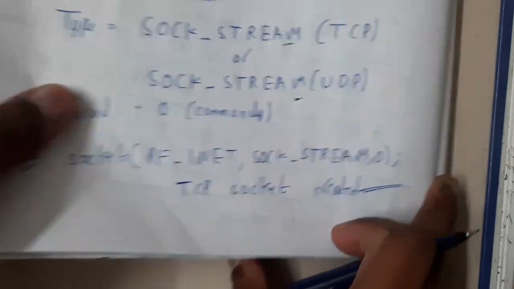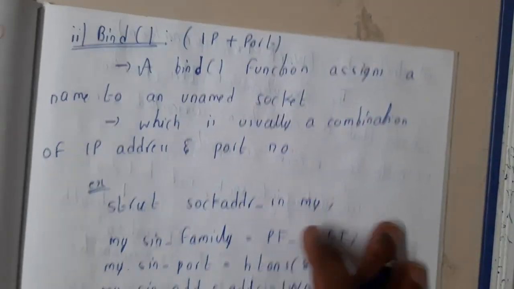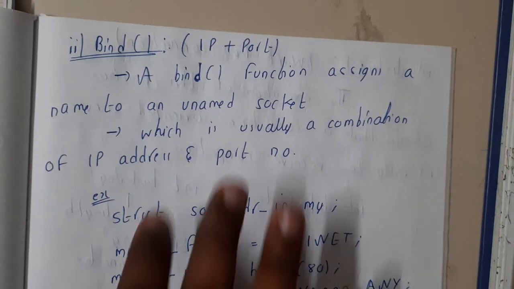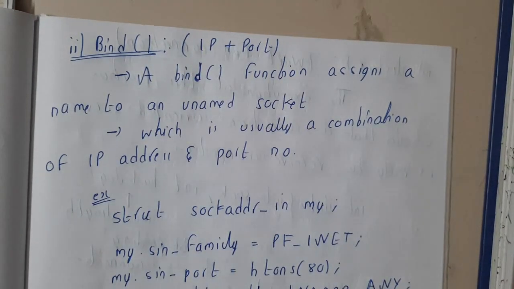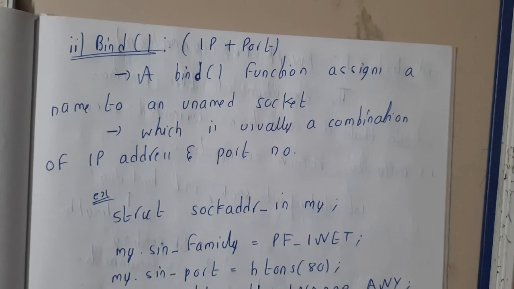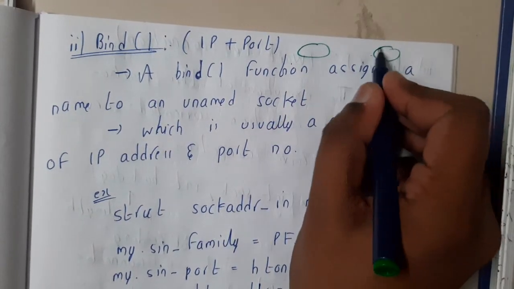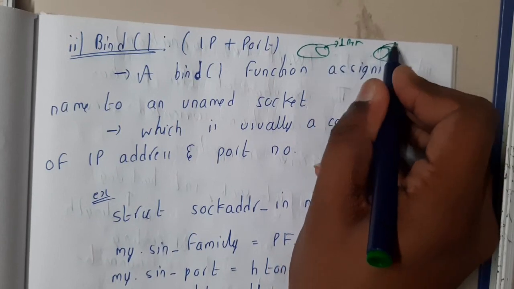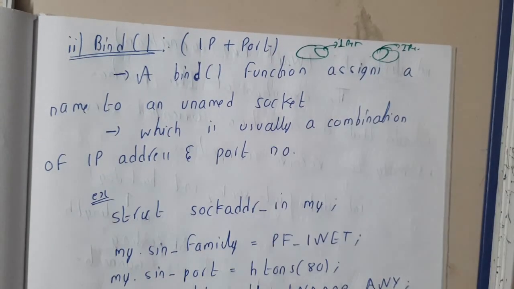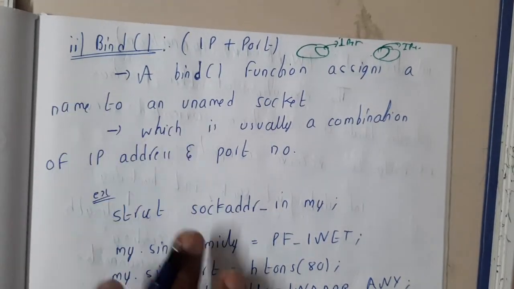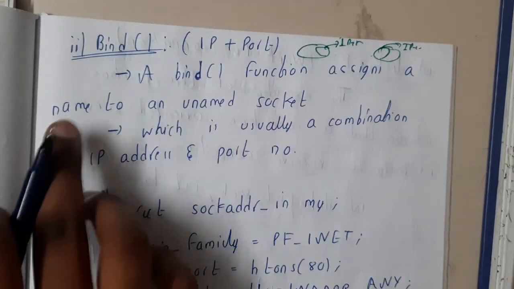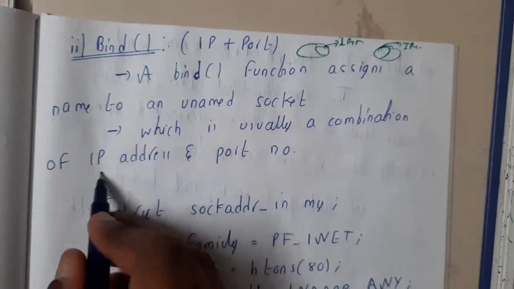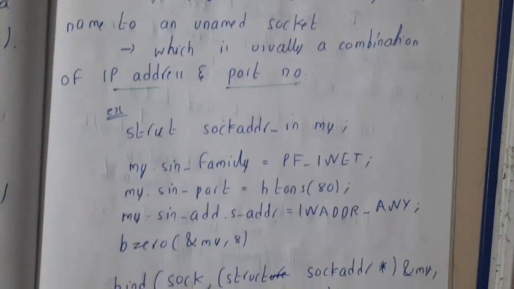Once the TCP socket has been created, we will be binding it. Binding is nothing but assigning an IP address. In simple words, you are assigning an IP address plus port number to a socket. Previously you created these sockets, so for this socket you are assigning an IP plus port number, and for this one also. That is the operation bind. A bind function assigns a name to an unnamed socket, which is usually a combination of an IP and a port number. Simple, right?